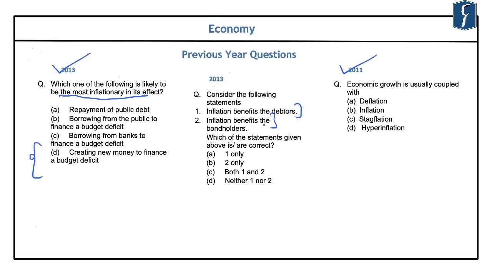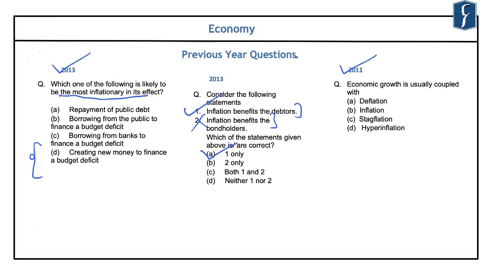So, for example, if the nominal interest rate, which is the prevailing interest rate, is about 10% and the inflation is about 5%, then the real interest rate is only 5%. So the people who have lent their money will not get much benefit. However, the people who have borrowed will benefit from this. And that is why inflation normally benefits the debtors. However, the bond holders in this case do not benefit from inflation. And hence the correct answer is A, that is 1 only.